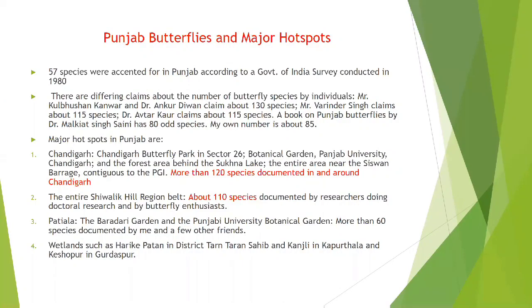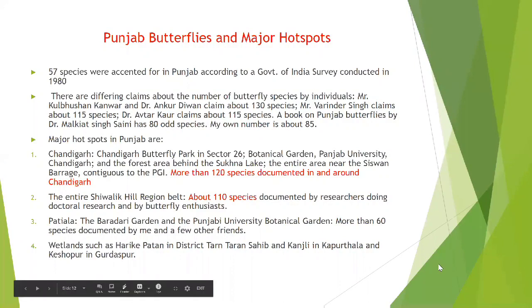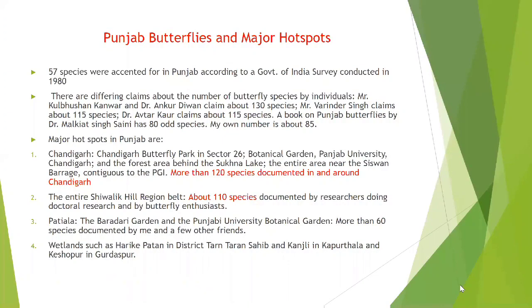The entire Shivalik Hill region belt. This is, again, a very rich area, very rich in butterfly species, about 110. And this is the area which receives many vagrants, many migrants also, from the hills. When the climate there becomes a little uneasy for these small creatures, they migrate to climates which are less severe.